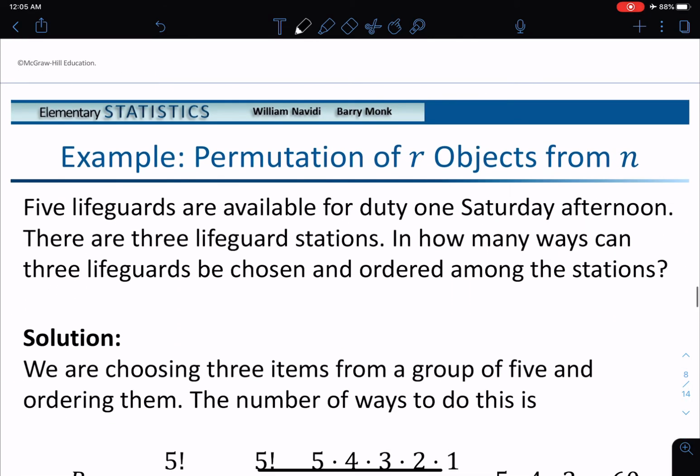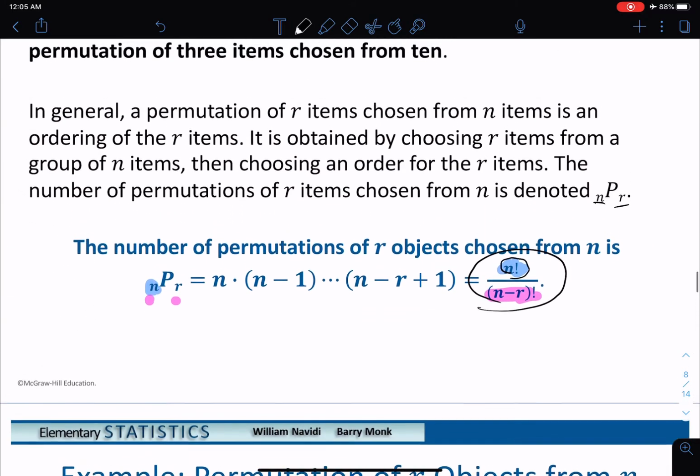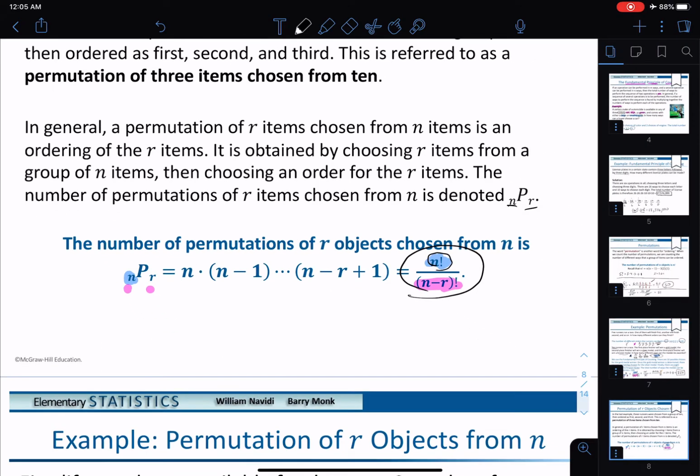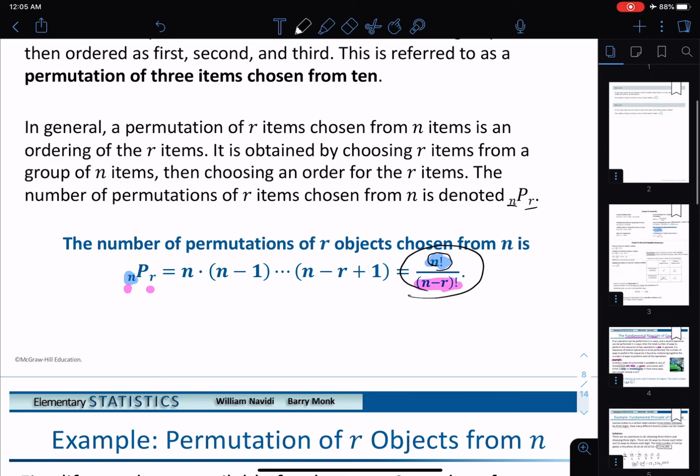Okay, we have another example with a permutation. Oh, and another thing that I really need to highlight. I want to go back to my formula sheet because I really did highlight it there pretty well, I think. Right there.